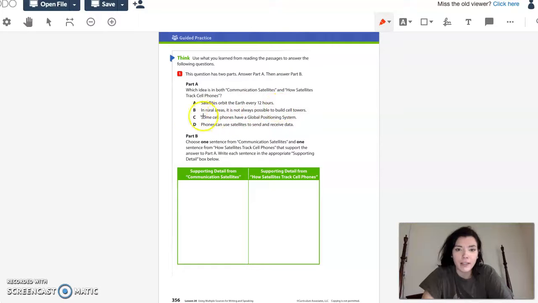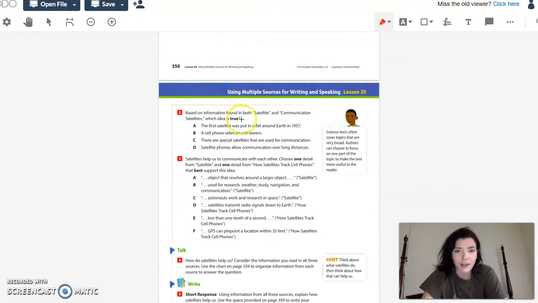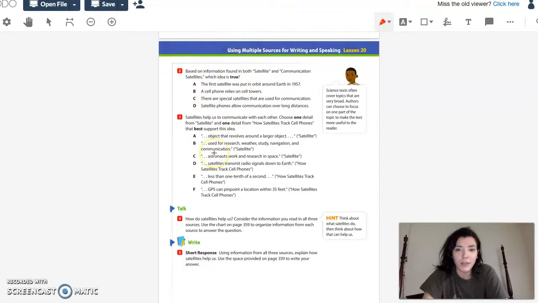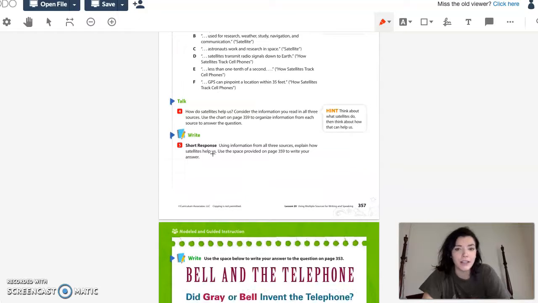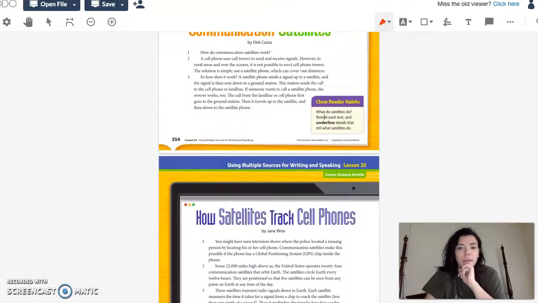So I'm going to look and see and just kind of skim over these really quick. Satellites orbit the Earth every 12 hours. In rural areas, it's not always possible to build cell towers. Some cell phones have a global positioning system, and phones can use satellites to send and receive data. So I'm going to start to look over that and try to see. And as I'm looking at all these questions, this one says, based on the information found in both satellite and communication satellites, which idea is true? So I'm looking for details throughout this that connect in both passages. So we're going to try to find the topic that is shared by both.